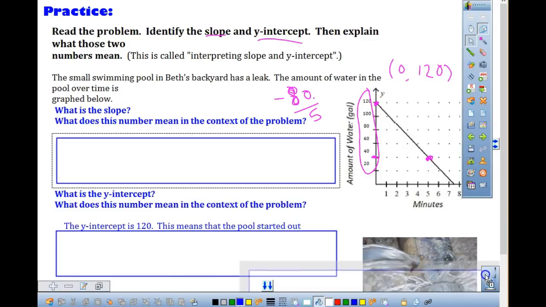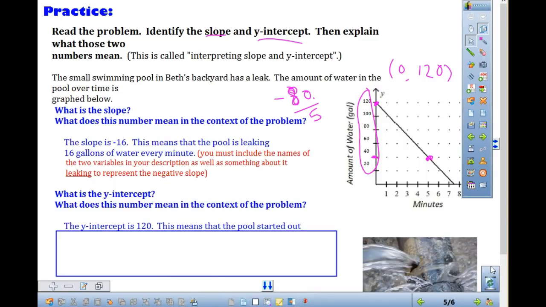So what I'm going to have you do is in the box, this is kind of long, but write everything in the blue. The answer we have down is the slope is negative 16. This means that the pool is leaking 16 gallons of water every minute. The important things in this answer is that you say what the slope is, it's negative 16, and that you explain what that means in the context of the problem.